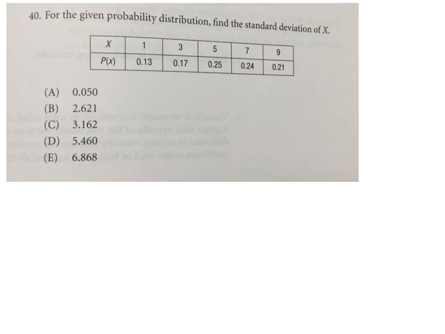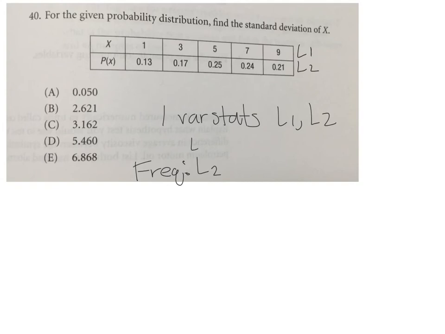For the given probability distribution, find the standard deviation of X. So to do this, again, we're going to enter this data into list 1, any list you want really, and this data in list 2. And then when you do the 1-var stats, if you have the old calculator like I do, you're going to do list 1 comma list 2. If you have the new one, you're going to put list 2 under the frequency, and the L1 in the other one. And then you just look for sigma x.